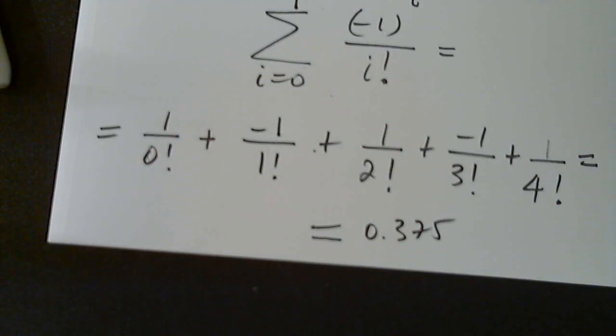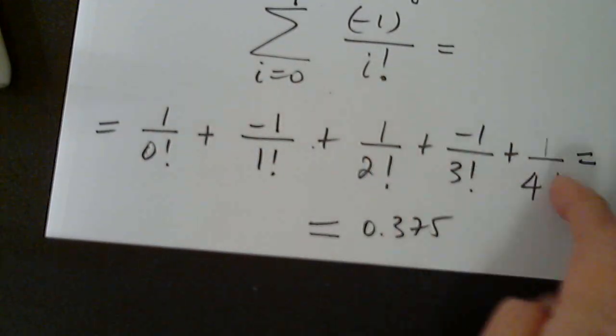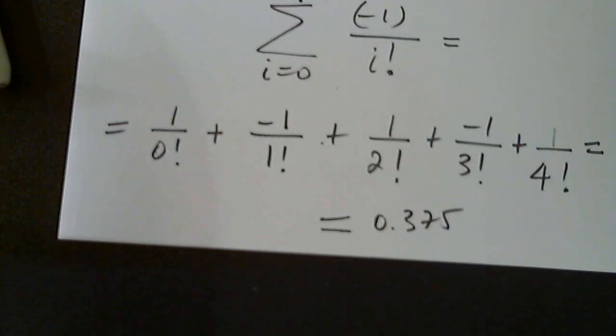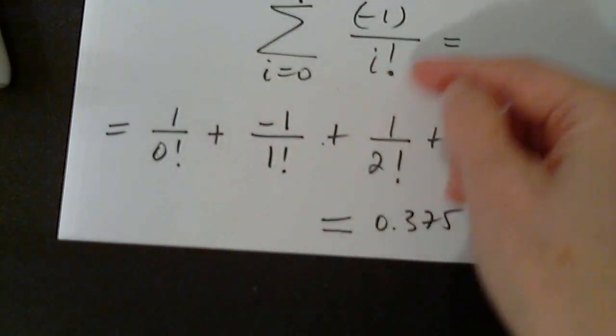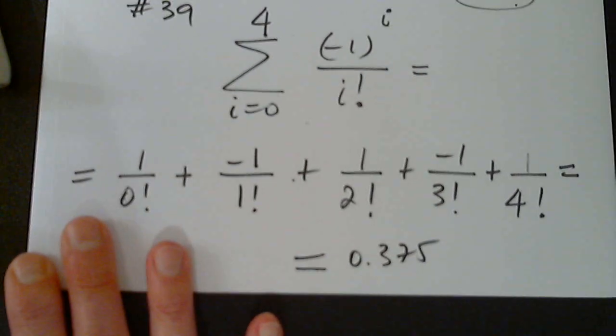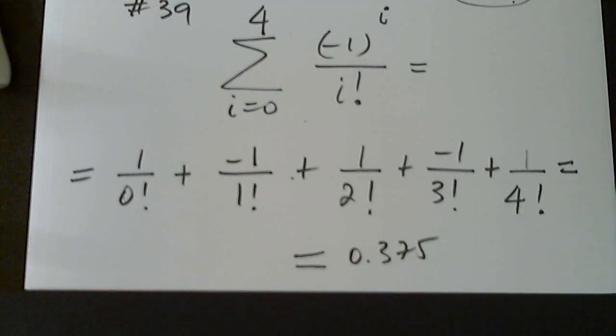So we determine the sum. What sum? The sum of these 5 terms. Not more. That's it. From i equals 0 to 4. This is a very convenient way of writing this. Very condensed. Any questions?